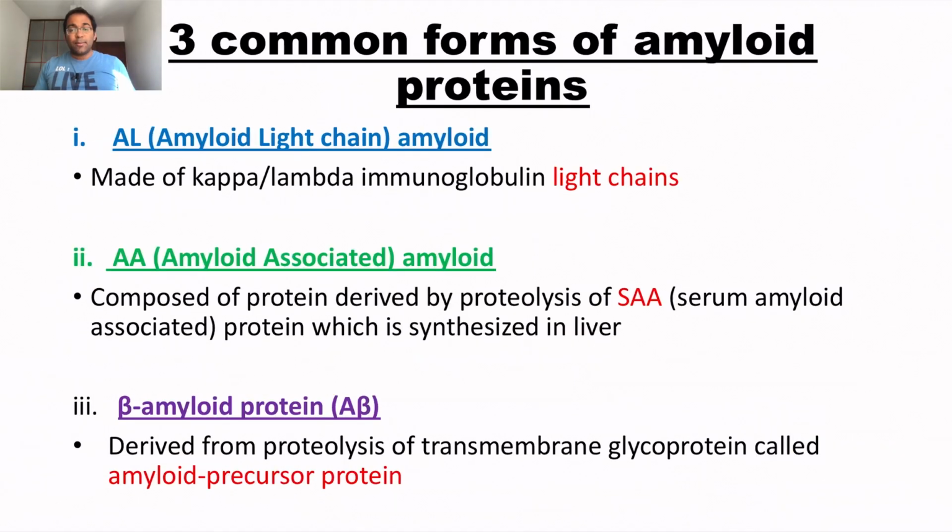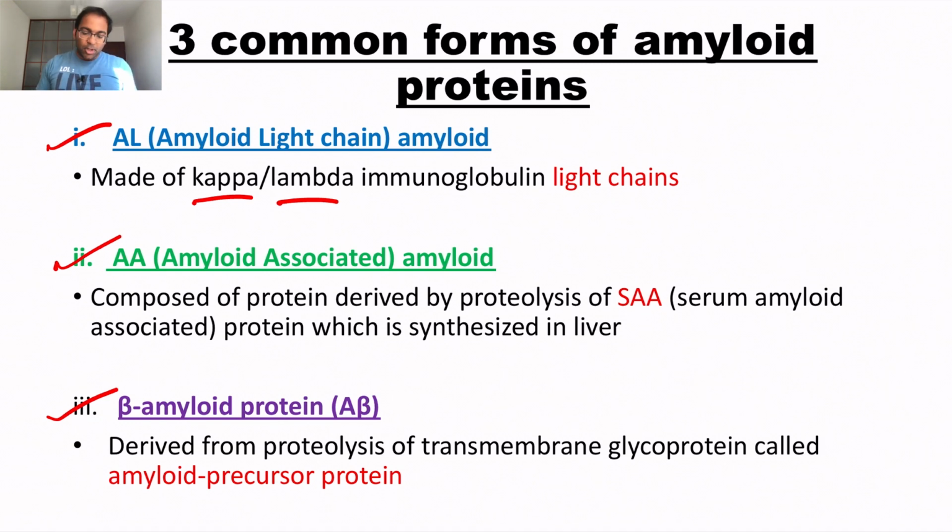Now what are the three common forms of amyloid proteins? First we have AL type, second we have AA type, and then we have beta amyloid or A beta type. This is a very important slide, so you need to focus a bit here. The first type is amyloid light chain type. A stands for amyloid and L stands for light chain. Basically here we have light chains of immunoglobulins that are misfolded and depositing in the organs and tissues. That is why L stands for the light chain of the immunoglobulin. Mostly we have kappa and lambda light chains that deposit in the tissues.